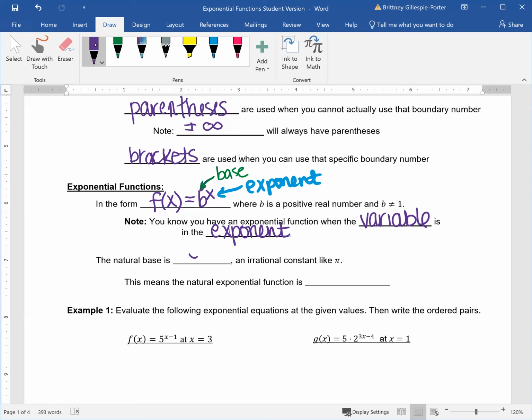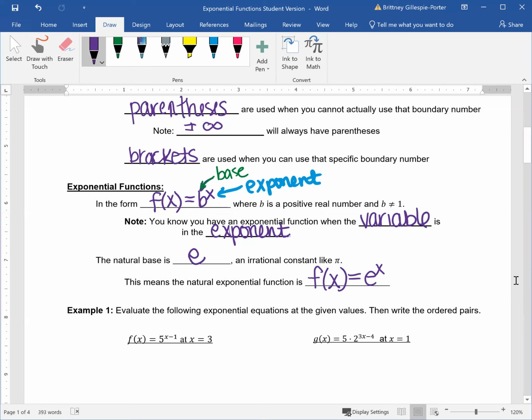Our natural base is e. This is why we ask you to not use e as one of your variables. It is an irrational constant like pi. Pi is 3.1415, blah, blah, blah. E is 2.71, blah, blah, blah. Okay, but it is our natural base. And the natural exponential function is f of x equal to e to the x. This is used a lot in nature. That's why it's our natural function.